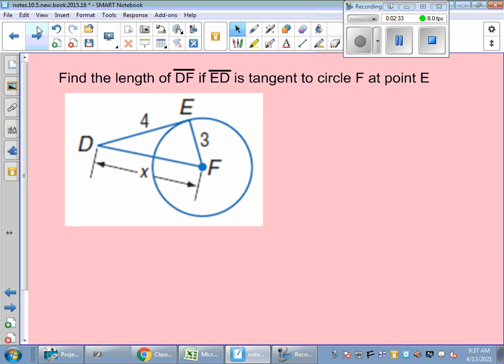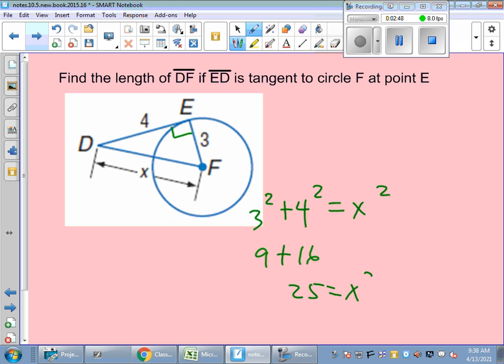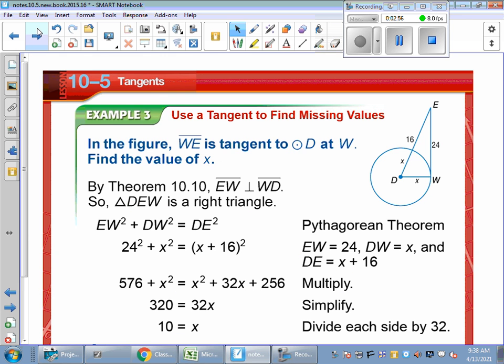So in this example here, find the length. It says ED is tangent, so you're going to use the Pythagorean theorem. So 3 squared plus 4 squared equals x squared. 9 plus 16, 25, equals x squared. Take the square root, so your x is 5. Again, this time they told you it's tangent, and therefore you use the Pythagorean theorem to get that answer.